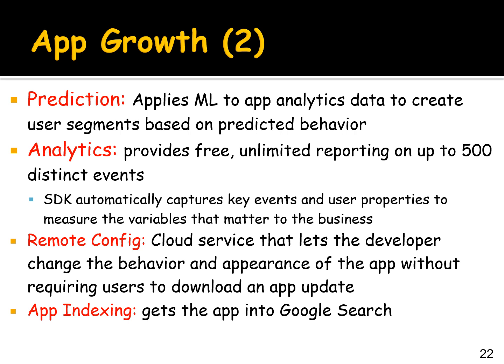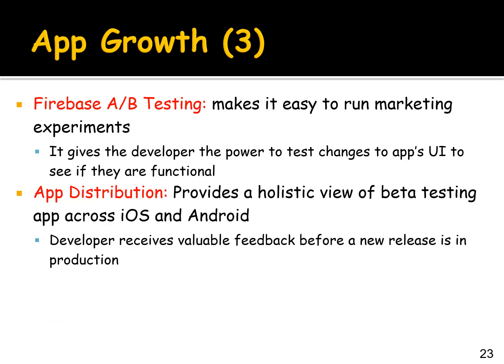And the next one is app indexing, which is that the application is shown on top of the results in the Google search. The next one is Firebase A/B testing, which is alpha beta testing.